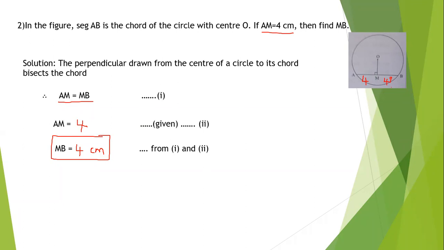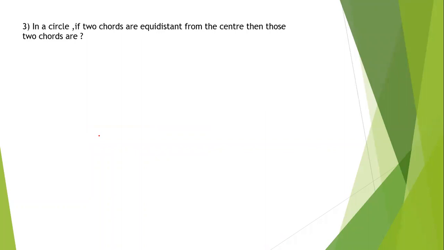Now let us move to sum number 3. In a circle, if two chords are equidistant from the center, then those two chords are... Okay. So in this, they have given us that in a circle, there are two chords and both the chords are equidistant. Equidistant means both are at equal distance. And we need to find what these two chords are.